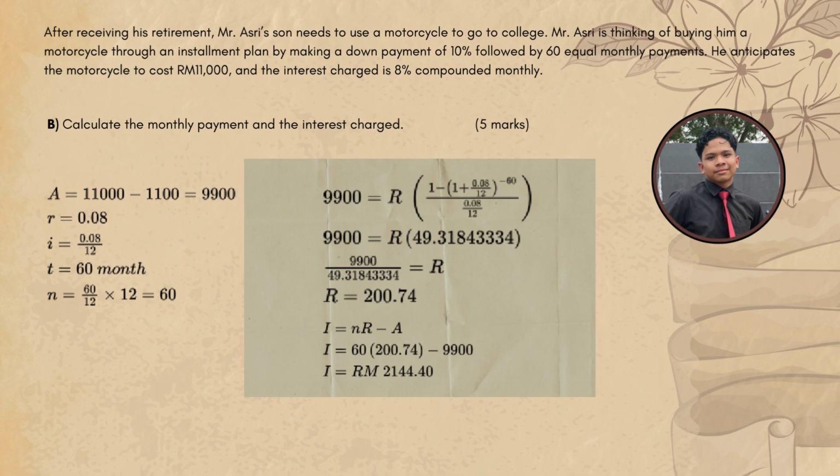And we have to find the interest charge, which uses I equals n multiplied by R minus A. And we got the answer RM2,044.40.